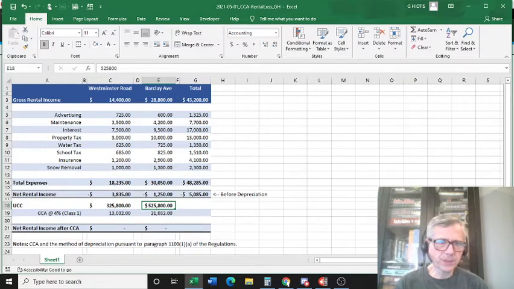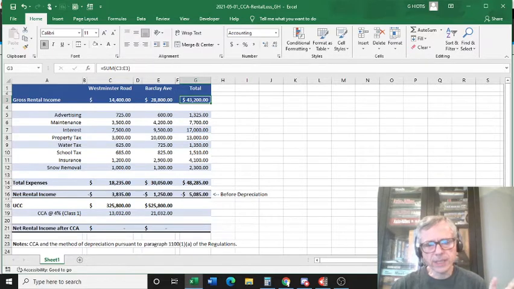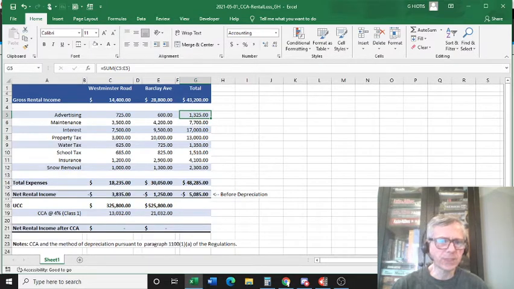Now, this particular owner has two rental properties, one on Westminster Road and the other on Barclay Avenue. I have a fictitious taxpayer called Marguerite, and she owns these buildings. Her gross rental income is $43,200. From that, she can deduct advertising. Total cost for both buildings is $1,325, $7,700, and mortgage interest, not including capital, $17,000. So I guess maybe her broker did not do a good job.